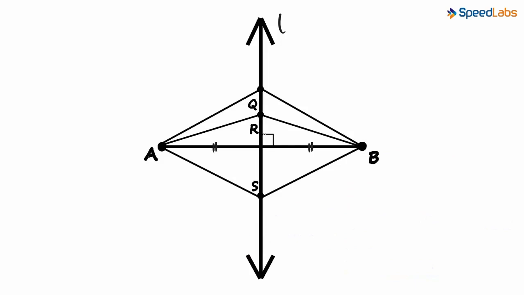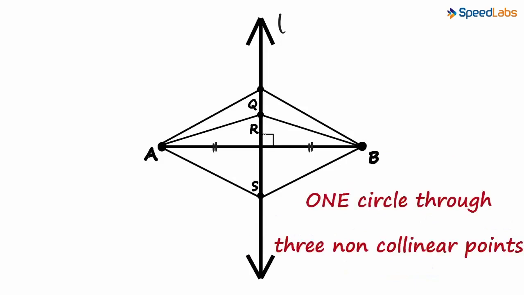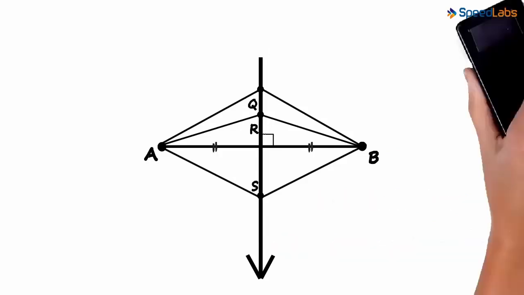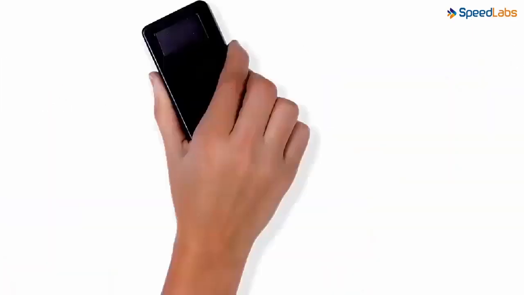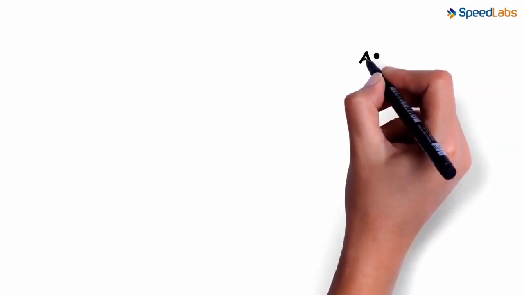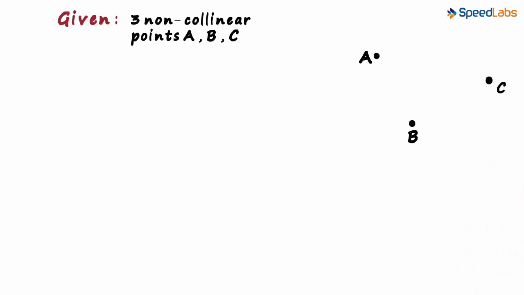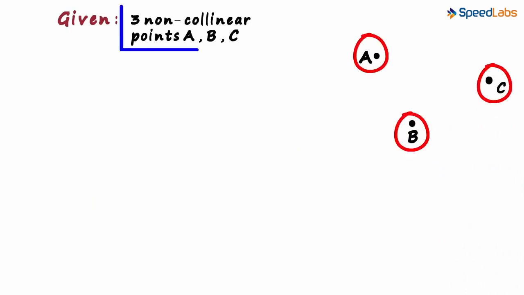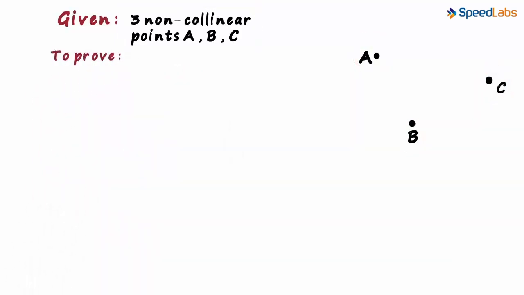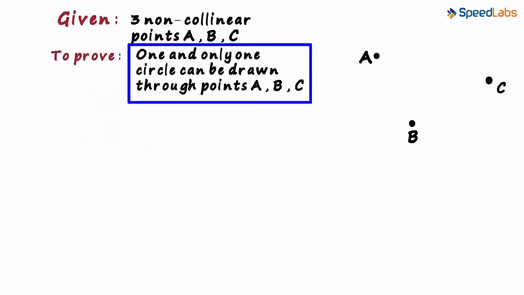We can use this theorem to prove that only one circle passes through three non-collinear points. The proof is really simple. Consider these three non-collinear points A, B and C. That is the data that has been given to us. These 3 points are non-collinear. And we have to prove that one and only one circle can be drawn through these 3 points.